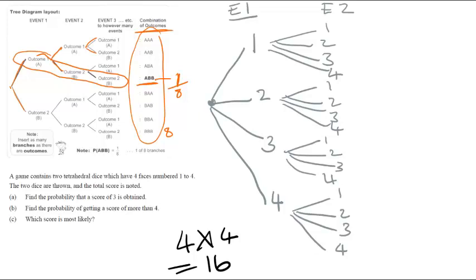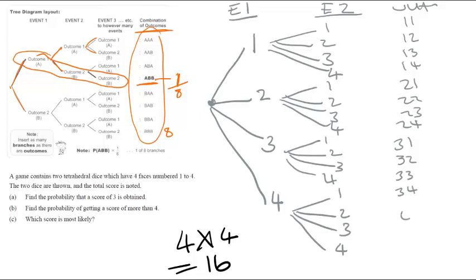So what happens here? My outcomes are going to be 1,1; 1,2; 1,3; 1,4; 2,1; 2,2; 2,3; 2,4; 3,1; 3,2; 3,3; 3,4; 4,1; 4,2; 4,3; 4,4. Those are all the possible outcomes. 4 groups of 4 are 16 in total.